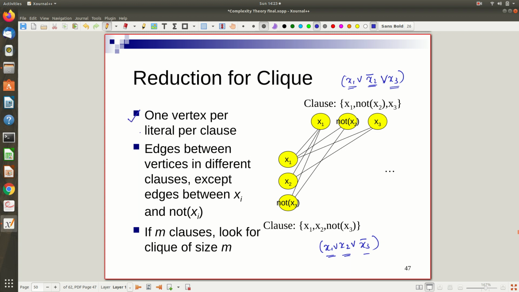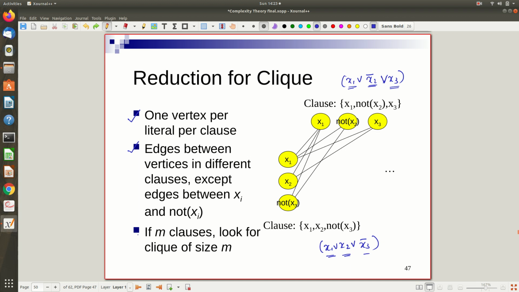That is the first thing. And what about the edges? Edges between the vertices in different clauses. Between different clauses, you have to draw the edge, except between xi and negation xi. That should not be there. Other than this situation, you can have an edge. So if I have k clauses or m clauses, whatever it is, then look for a clique of size m.